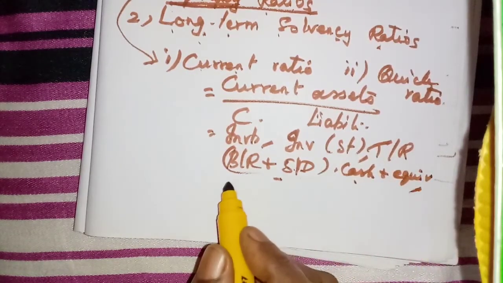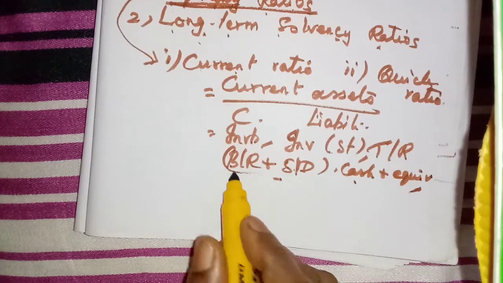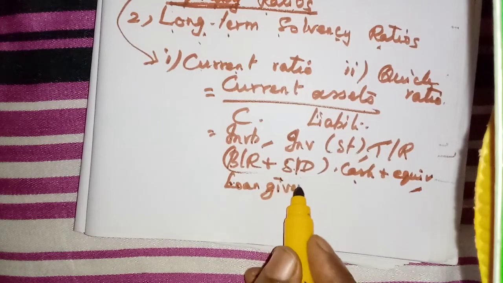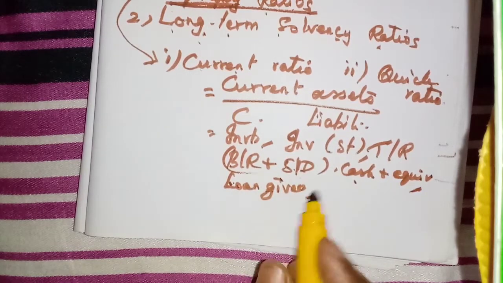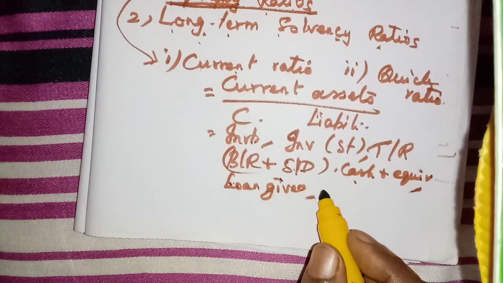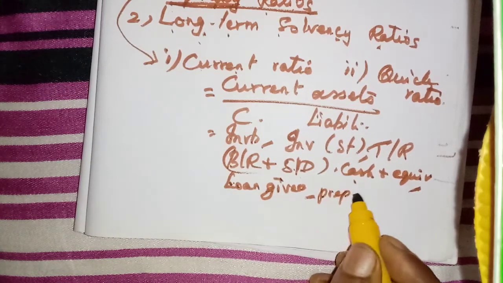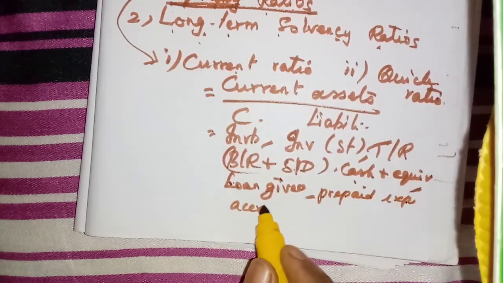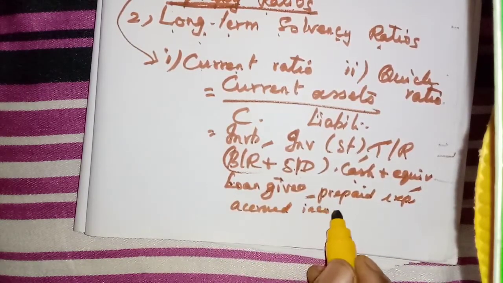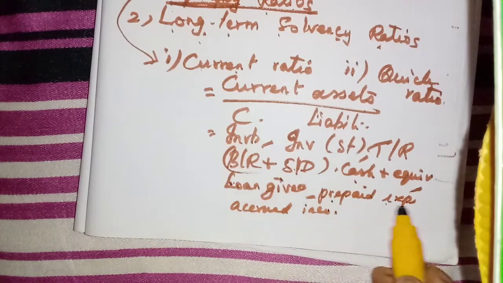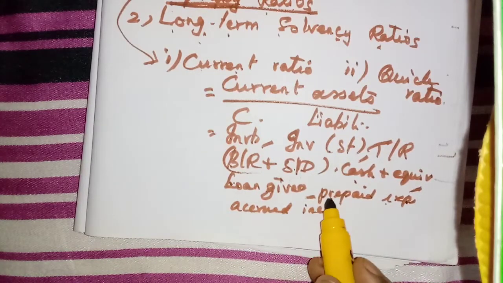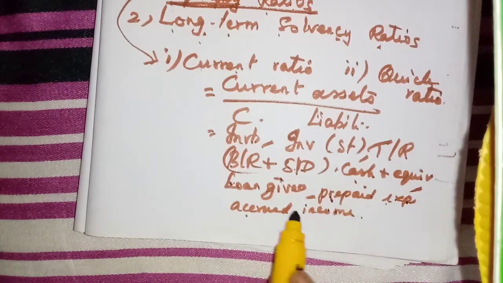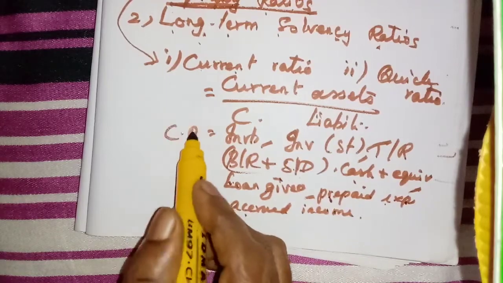Then any short-term loan that we have given to other people. Loan given, not loan received. Then any other current asset. Other current assets mean prepaid expenses and accrued income. All these are assets. Prepaid expenses we will write on the current asset side. Accrued income means income accrued but not received. All these are current assets.